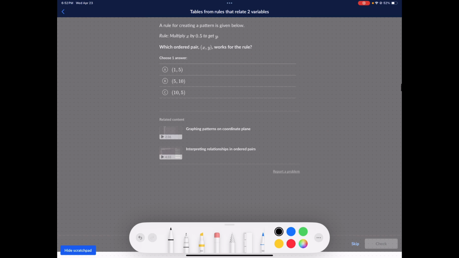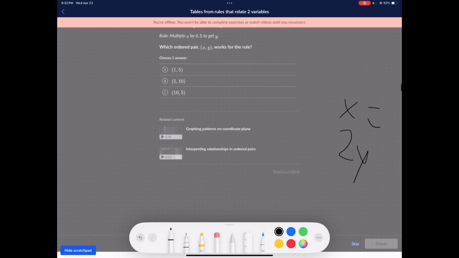So, we have x is equal to 2y. So then we plug in y for our given value. So we have our plug-in value. So we have to find the value that will be equivalent to what we're trying to solve.